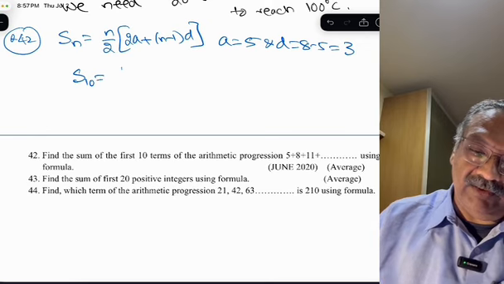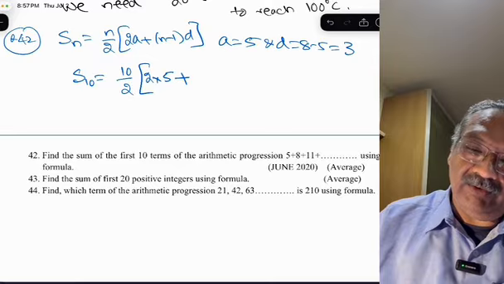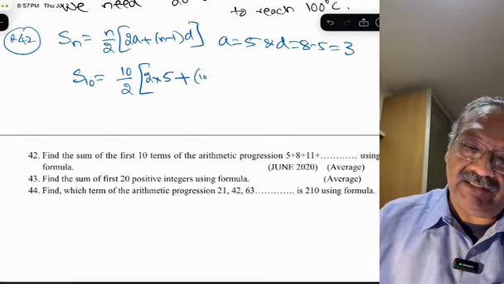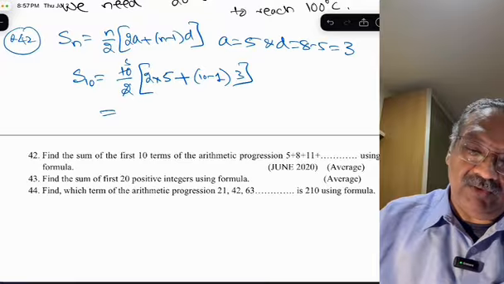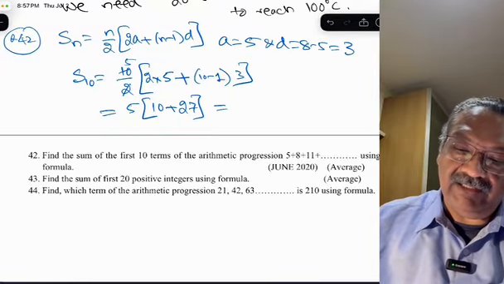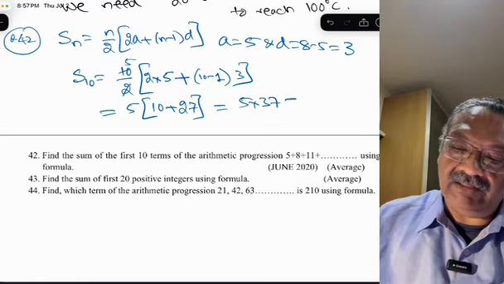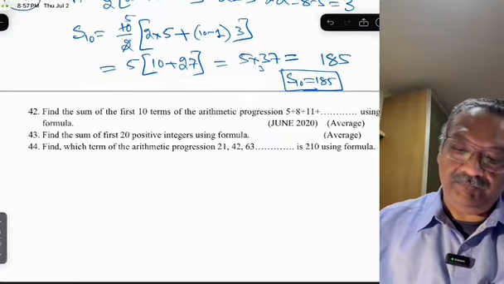So S10 is equal to 10 divided by 2 into (2 into 5 plus (n minus 1) into d). n is 10, so 10 minus 1 into d, which is 3. 2 ones are 2, 5s are 5, 2 5s are 10, plus 9 3s are 27. 27 plus 10 is 37. 5 into 37: 7 5s are 35, 5 and 3 carry, 5 3s are 15 plus 3 is 18. So S10 is equal to 185.